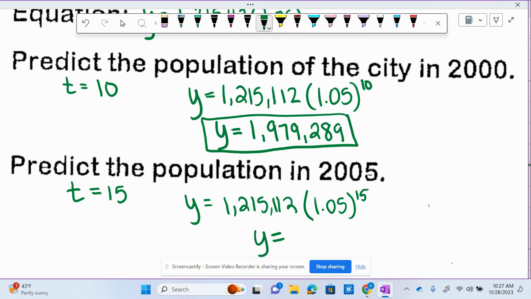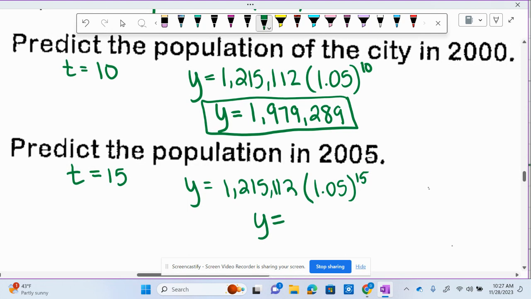It's got to be bigger than the first one, right? Because our t value was only 10 in the first one, and now it's 15. I need a couple of you guys to do it, a couple of you guys to get the answer.